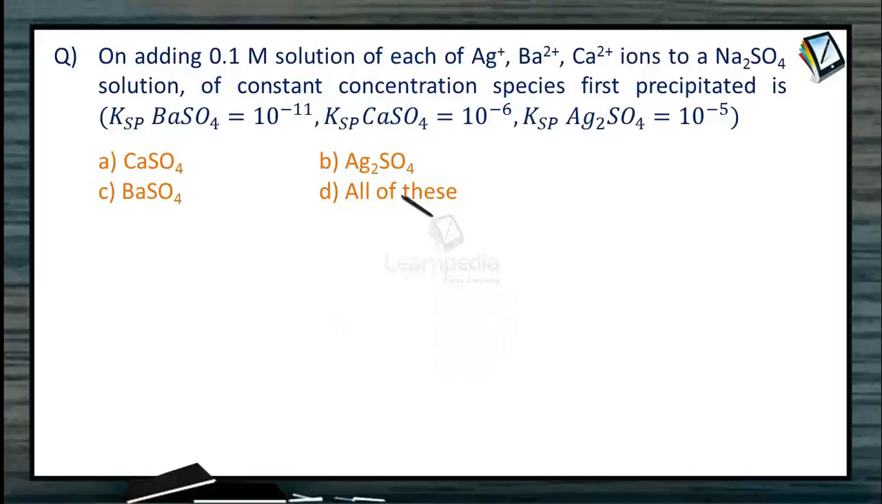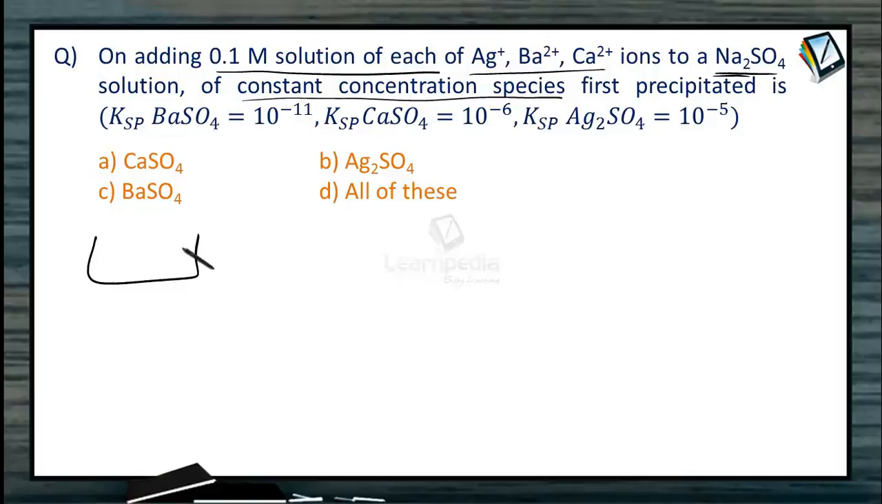The next question is, on adding 0.1 molar solution of each of these ions to sodium sulfate solution of constant concentration, first precipitated is. So which one of the following cations, that is Ag+, Ba2+ or Ca2+, from the solution, which one of these three will be precipitated when sodium sulfate concentration is added?